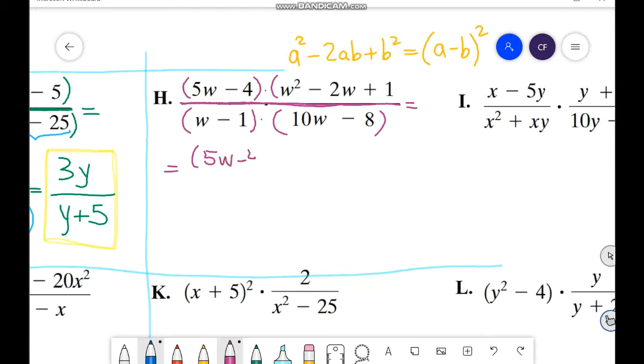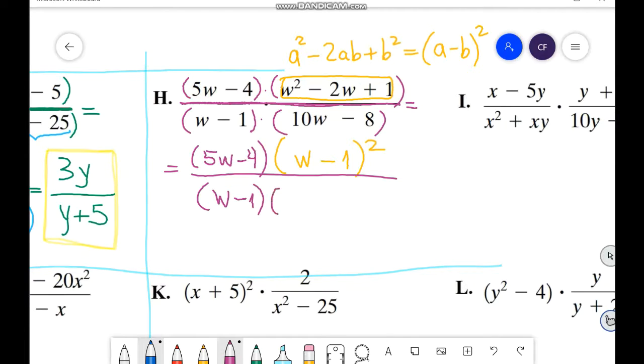5w minus 4 we cannot factor out, but this we can. It's going to be w minus 1 squared, a minus b squared is equivalent to this one. Okay, over w minus 1 times, and here we can factor out something. Let me see, 2 times 5w minus 4.